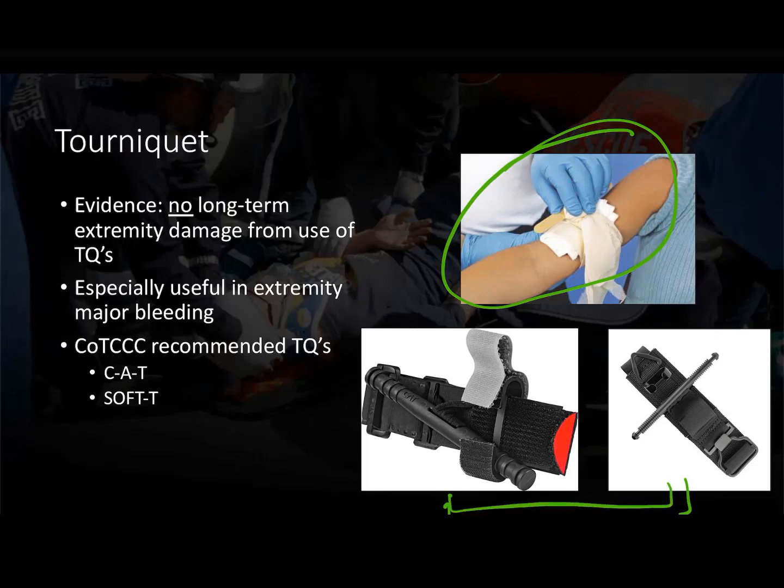These two tourniquets at the bottom are actually commercial tourniquets, and both of them are approved by the Committee on Tactical Combat Casualty Care. One is the CAT tourniquet, and the other is the Soft T. Rescue Essentials makes the Soft T. This is, I believe, in its 4th generation, and CAT is made by North American Rescue, and I believe it's in its 7th generation.